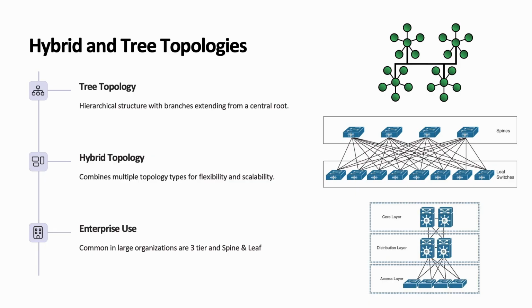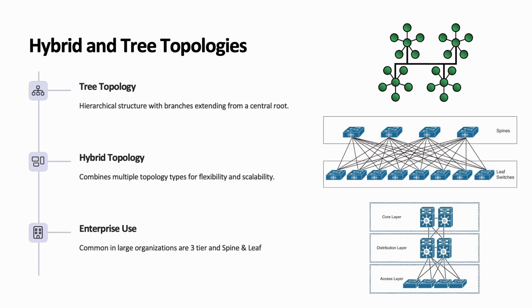Tree topologies, or hierarchical topologies, expand a star network into multiple layers. Think of it as several star networks connected by one central star. It's highly scalable and organized. It's easy to expand by adding new branches, but if the central hub fails, entire branches lose connectivity. Tree topologies are widely used in corporate networks where multiple departments or floors need structured yet centralized management.